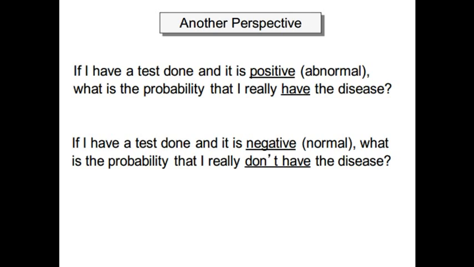That's one. And the other element of this would be, if I have a test done and it turns out to be negative, or at that point of time it is normal, should I remain happy? Should I say that, okay, good, I really don't have the disease? Or is there still a chance that I may suffer from a disease? So if I have a test done and it is negative, what's the probability that I really don't have the disease is another thing which we need to look at when we talk about screening tests.